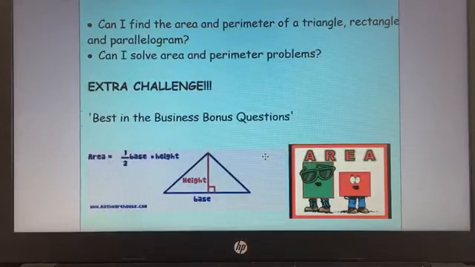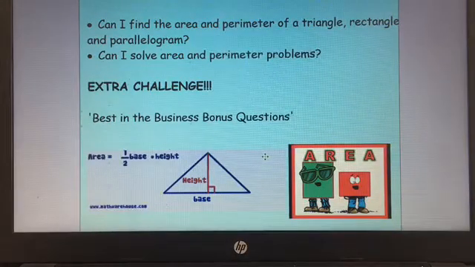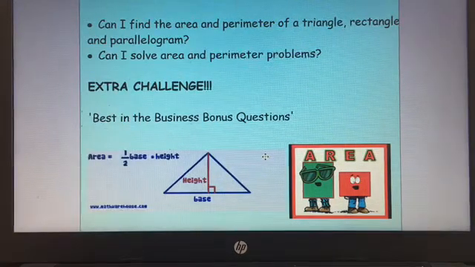Okay, so today's learning intention is, can I find the area and perimeter of a triangle, rectangle and parallelogram? And can I solve area and perimeter problems? And of course, there are the best in the business bonus questions at the end when they get super tricky.